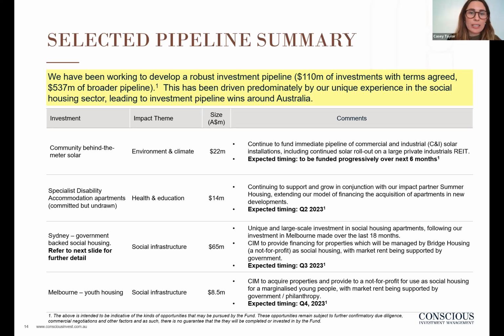As you can see on the slide here, we're continuing to secure new distributed rooftop solar assets on large commercial and industrial buildings. We're also continuing to support specialist disability accommodation alongside summer housing, and we're also in the background forming relationships and investments with new STA providers. We've won a large social housing investment in New South Wales, which I'll touch on in more detail in the next slide. And lastly, we're working with a youth-focused housing provider in Melbourne to support young people access the housing market. That's a smaller but really high impact investment and does have a path to scale. So all of these 4 investments are targeting financial close this calendar year.